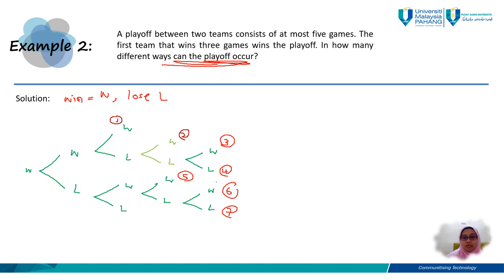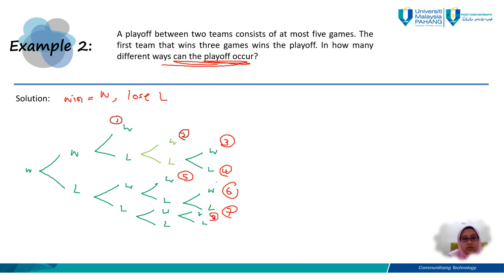Okay. Now, for this one, win, lose, lose. Okay, that means win, lose. Okay, so this one, we lose three times. Okay, so this one lose. Then we have win, lose here. Win, lose. So win, lose, lose, win, win. So win three times. So this is number eight.